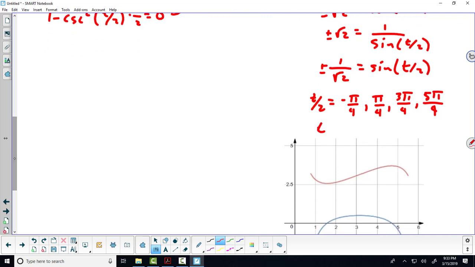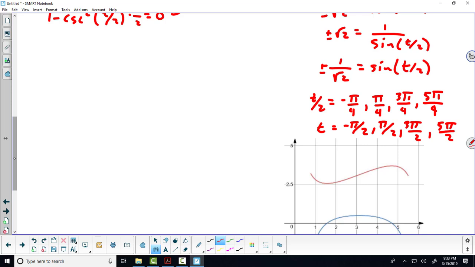So that would happen if t were equal to minus pi over 2, or if t were equal to pi over 2, or if t were equal to 6 pi over 4, which is 3 pi over 2, and 10 pi over 4, which would be 5 pi over 2. Maybe I could have seen the pattern as I was doing that.